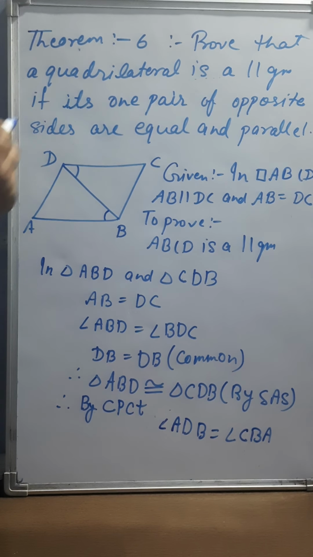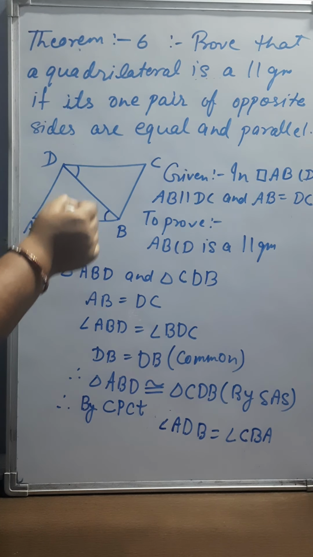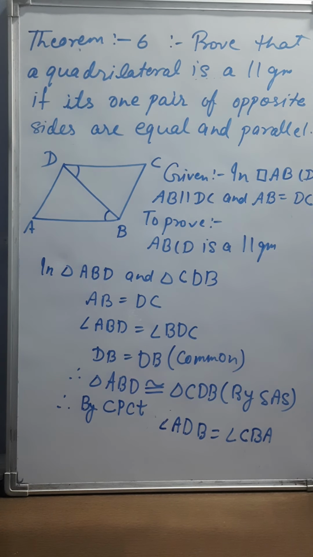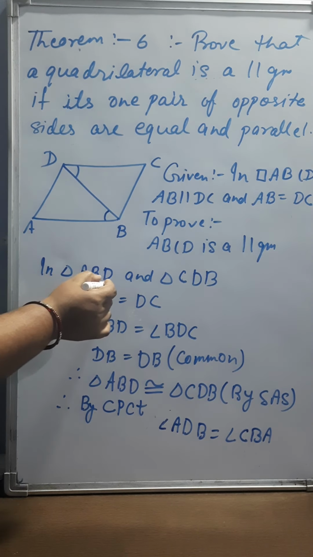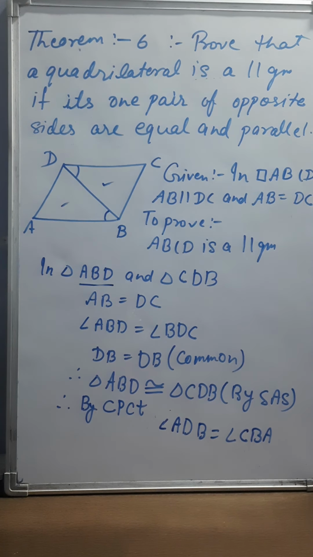Theorem 6 says, prove that a quadrilateral is a parallelogram if one pair of its opposite sides is equal and parallel. So here I took a quadrilateral ABCD in which one pair AB is parallel to DC and AB is equal to DC. To prove that ABCD is a parallelogram, we have to prove the other pair of opposite sides, that is AD, is also parallel to BC. So for that we have chosen triangles ABD and triangle CDB. We are proving them congruent.